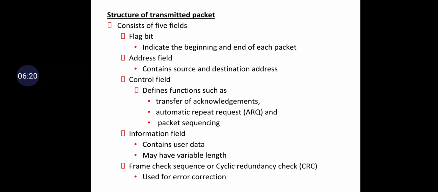And the third field is the control field. It defines functions such as transfer of acknowledgement, ARQ, and packet sequencing. ARQ is nothing but automatic repeat request. And fourth one is the information field, which contains the user data, and the length of the user data may be variable. And the last field is the frame check sequence or cyclic redundancy check or CRC. It is used for error detection and correction.